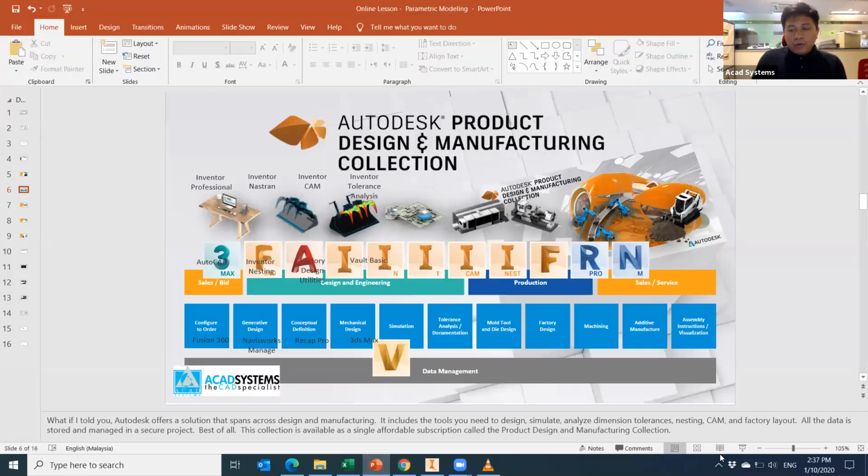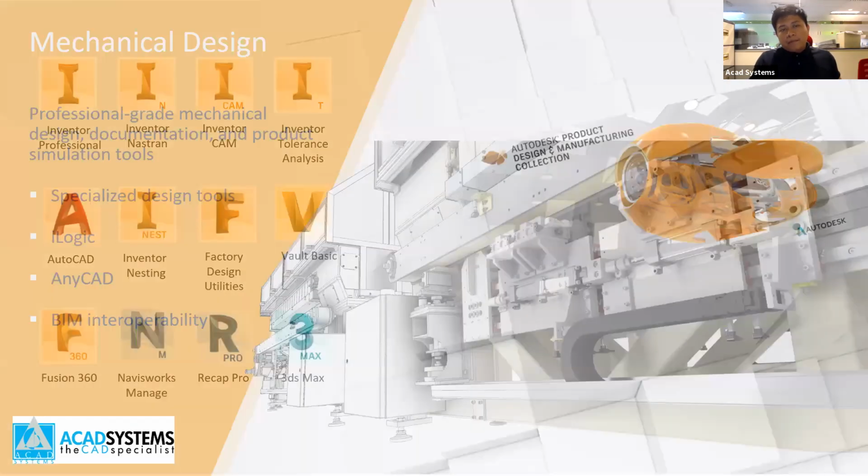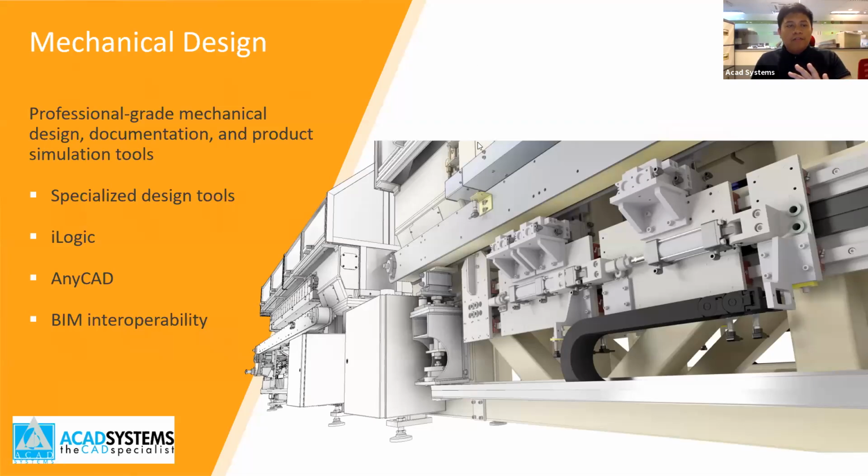So I go direct to our topic today, which is parametric modeling. Inside Inventor itself, you can do mechanical design and also you can do design automation.